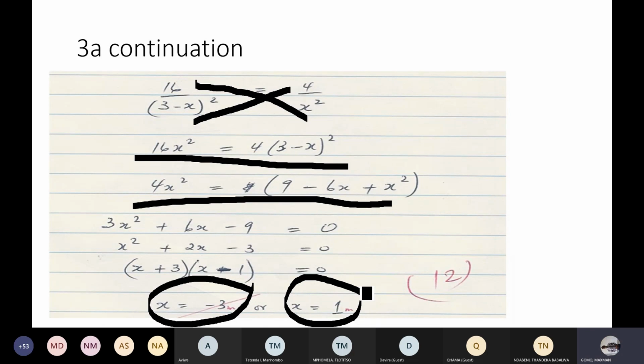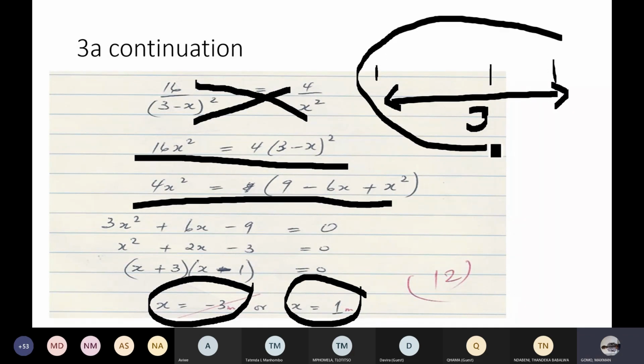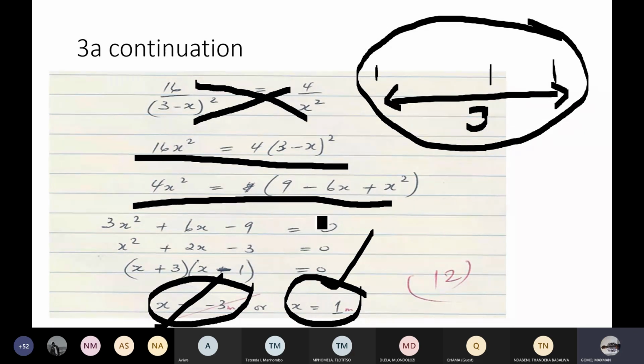Now, how do you know which one you are supposed to choose? Remember, we had a situation like this. You had Q1 here, you had Q2 here, and then you've got a point in the middle, and you were told that this one was 3, and this one was 3. So P can't be negative 3. Why? Because negative 3 is not within the range, or is not between these two charges. Therefore, you neglect this one and you take 1. Why? Because 1 is somewhere within the range of these two. Am I making myself clear, guys?